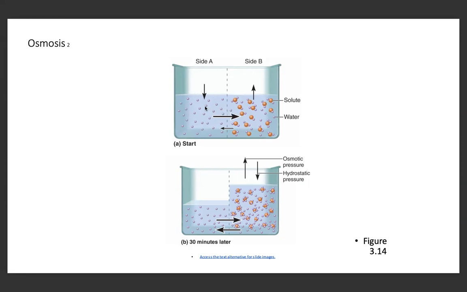So let's get the lay of the land here. In a beaker, before any osmosis, there's an area of high concentration of solvent, aka water, on side A of the beaker, and lower concentration of solvent, water, inside B. Because osmosis is the diffusion of water, diffusion meaning movement from areas of high concentration to areas of low concentration.